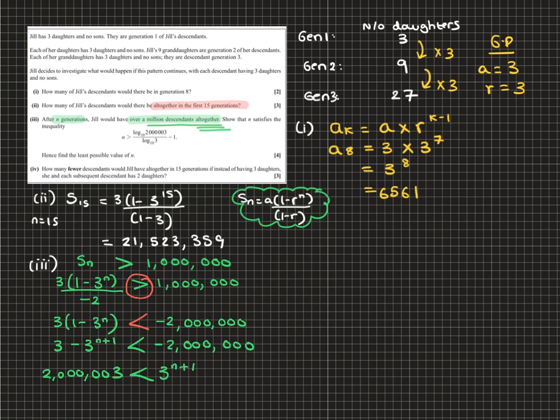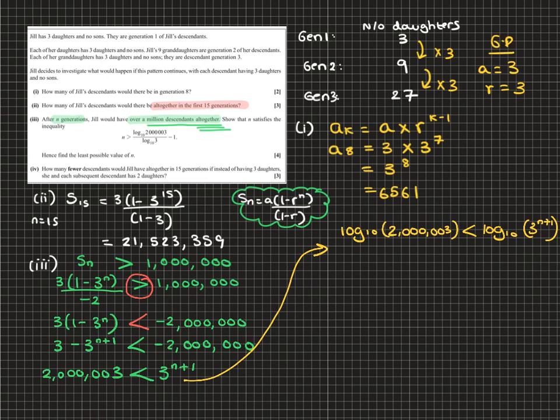Now, you can hopefully see quite clearly that in the question, the answer has been rearranged, so n is on its own on one side, and logs have been introduced. And it's very clear we've got to use log to the base 10 as well. So log to the base 10 of 2 million and 3 must be less than log to the base 10 of 3 to the power of n plus 1 on the right-hand side.